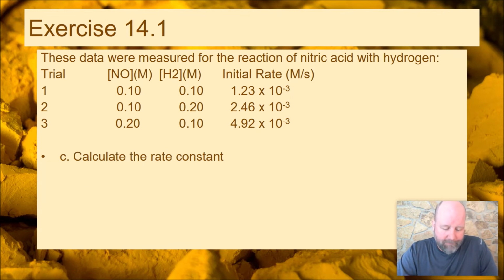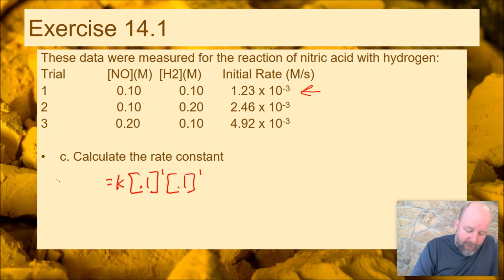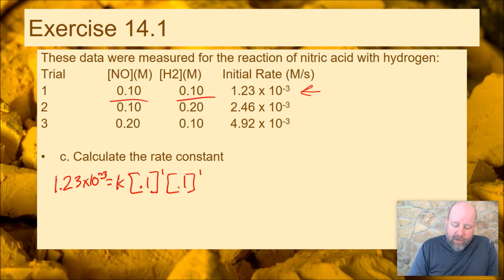Good, moving on to part C. Calculate the rate constant. So we're going to try and find K. You can pick any one of these samples you want, but I'm just going to pick this first one. So this is going to be 0.1 raised to the first. This is going to be 0.1 raised to the first. So that's pretty easy. That's going to equal our rate, which is 1.23 times 10 to the negative third when this is the concentrations we start with. So all I have to do is divide both sides by 0.1 twice. So it's just 1.23 times 10 to the negative first. That's K.